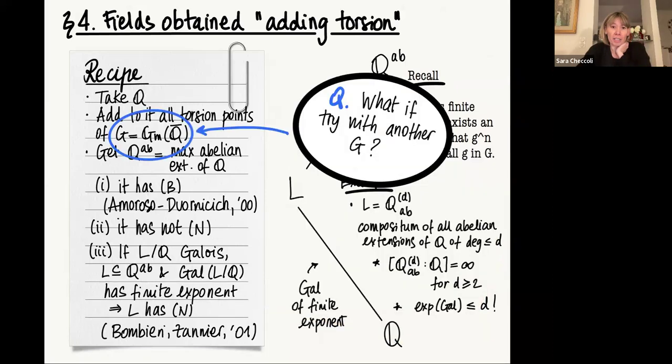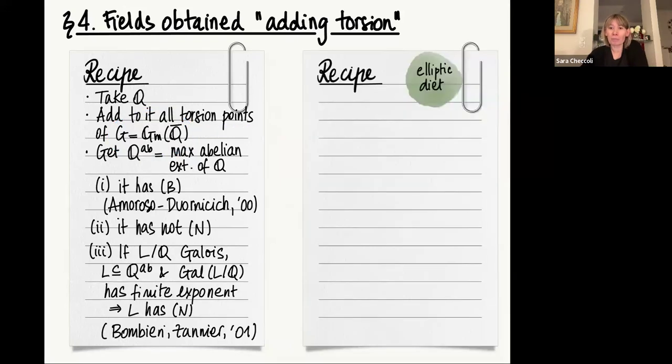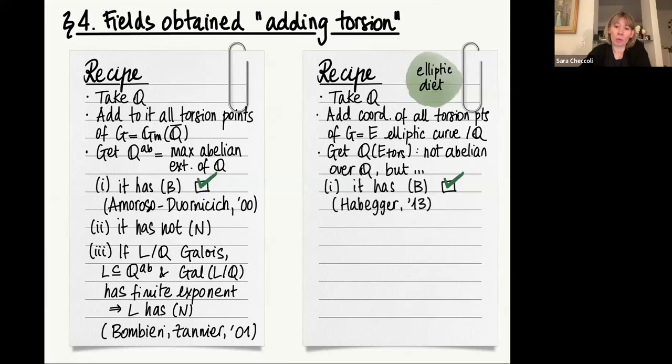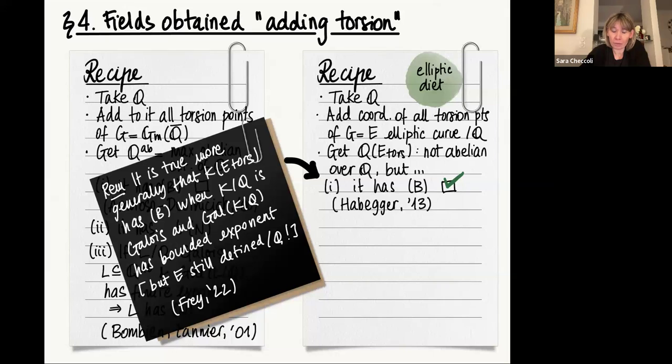Okay, so now the question is, this was cool, but what happens if we change the group G here? So let's try another recipe. For elliptic curves, always take Q, and now instead add the coordinates of all torsion points of some elliptic curve defined over Q. What you get is a field which is called Q(E_tors), and this is not abelian over Q, but however, it has the Bogomolov property, and this is a result of Amoroso, David and Zannier. And actually, it is also true that K(E_tors) has the Bogomolov property.